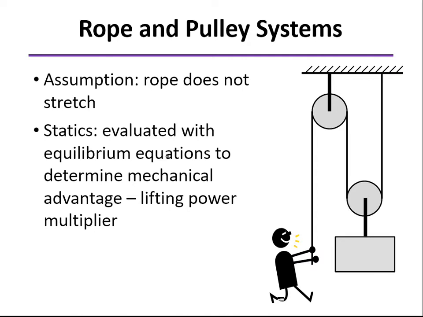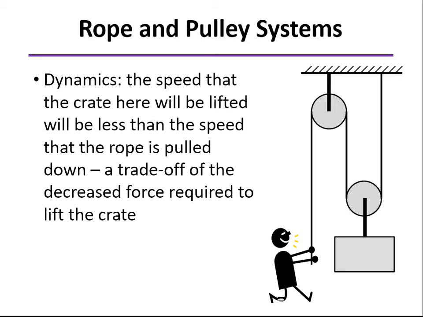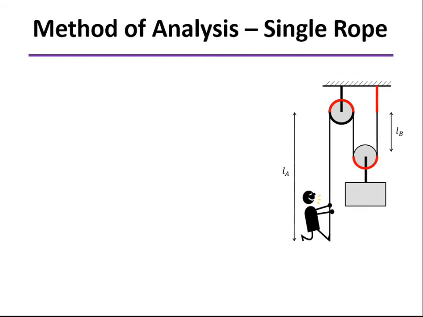That is, if the crate weighed so many pounds, how many pounds does the person have to pull on it to be able to lift it? In dynamics, of course, we're going to be looking at speeds and accelerations. So if we pull down at a certain rate, how fast is that crate going to rise? There's a trade-off between that force and velocity.